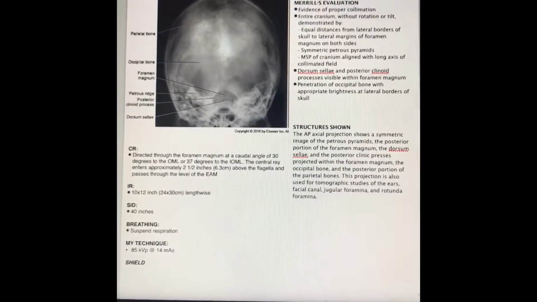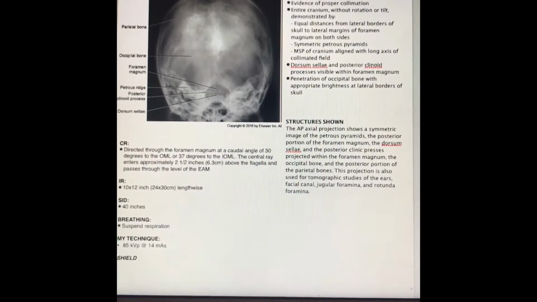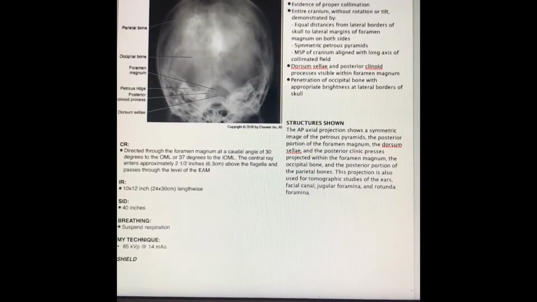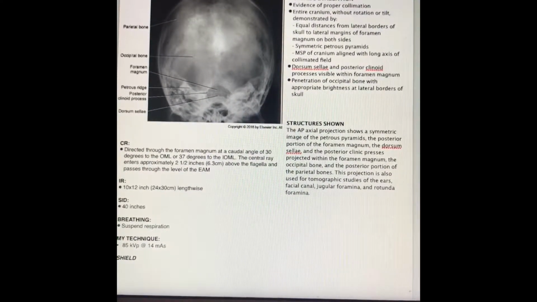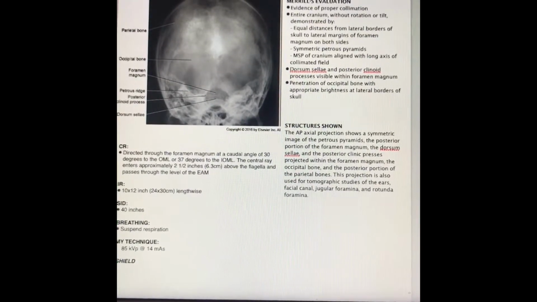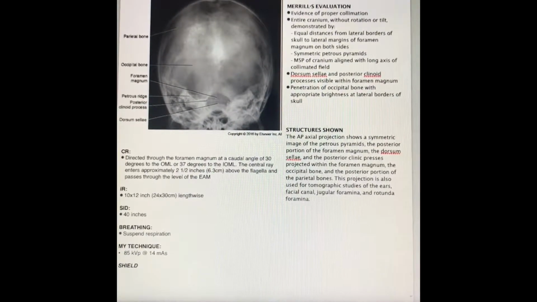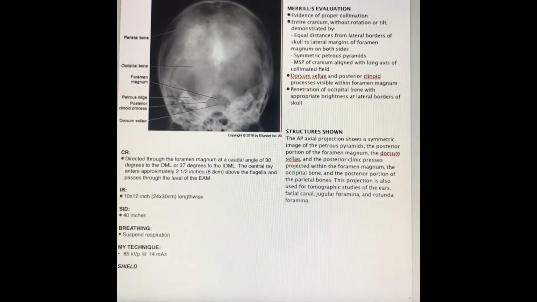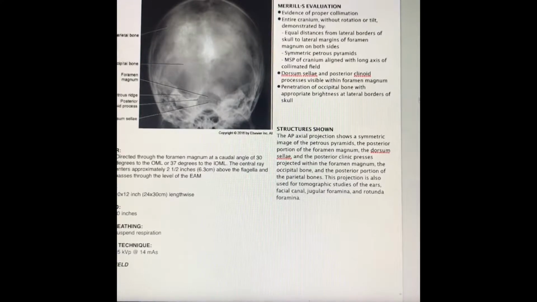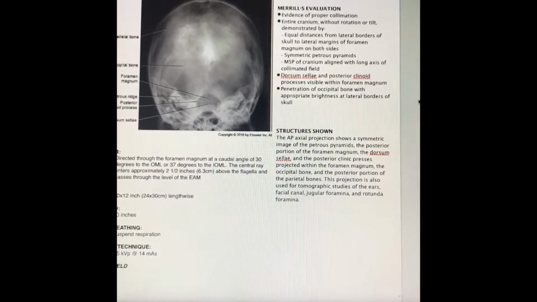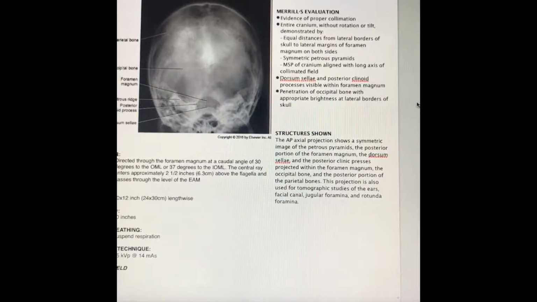This is an AP axial projection, Towne method. Merrill's evaluation for this projection is we need to have evidence of proper collimation. We have to be able to see entire cranium without rotation or tilt, and it's demonstrated by equal distances from lateral borders of skull to lateral margins of foramen magnum on both sides, symmetric petrous ridges, mid-sagittal plane of cranium aligned with long axis of collimated field. Dorsum sellae and posterior clinoid processes visible within foramen magnum. Penetration of occipital bone with appropriate brightness at lateral borders of skull.